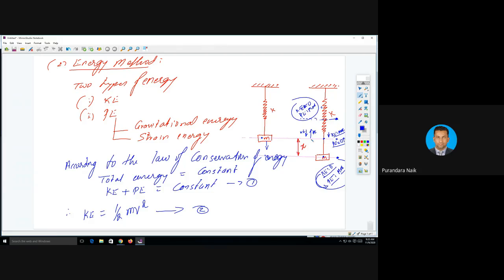Similarly, the same thing will happen in the downward direction also. In the downward direction, because the velocity slowly decreases, kinetic energy slowly decreases and will become zero at the extreme point.